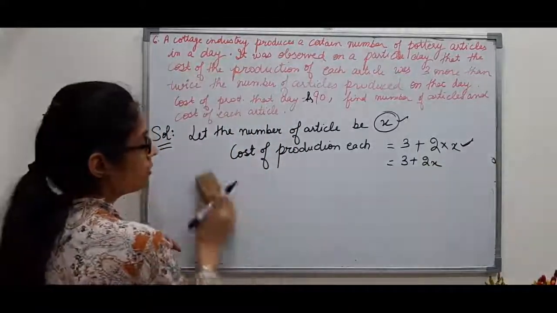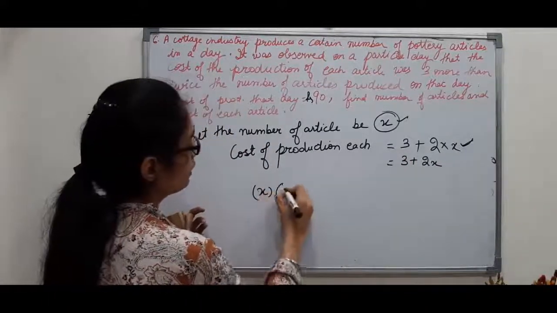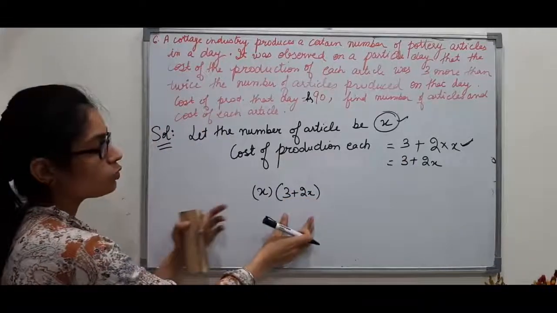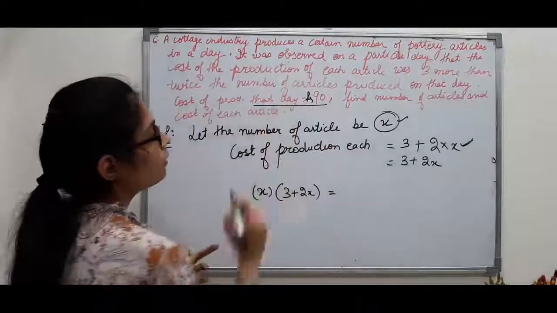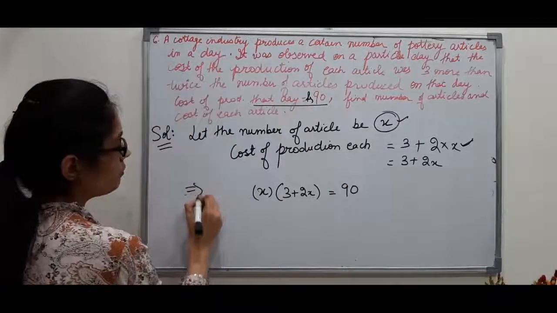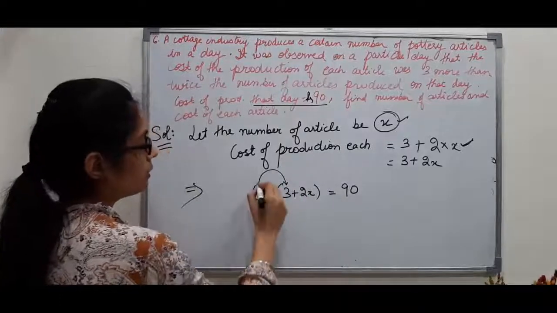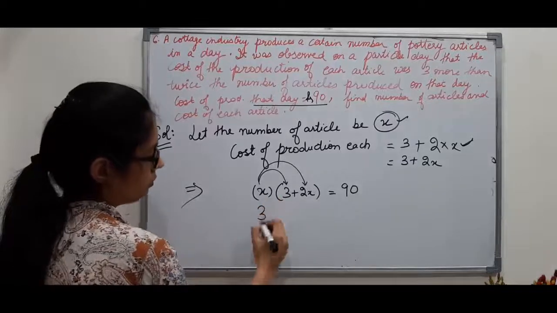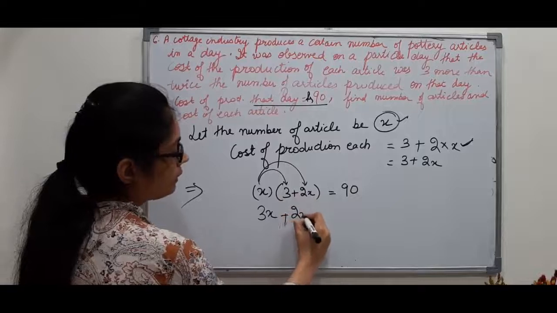So now we will just put this thing, x into (3 plus 2x). So number of articles multiplied by the cost of each article is equals to total production cost. They have given us the total cost for that day, which is 90. So we will solve this and we will get one quadratic equation. X will get multiplied with this also and x will get multiplied with this also. So x into 3, it will be 3x. X into 2x, it will be 2x square.